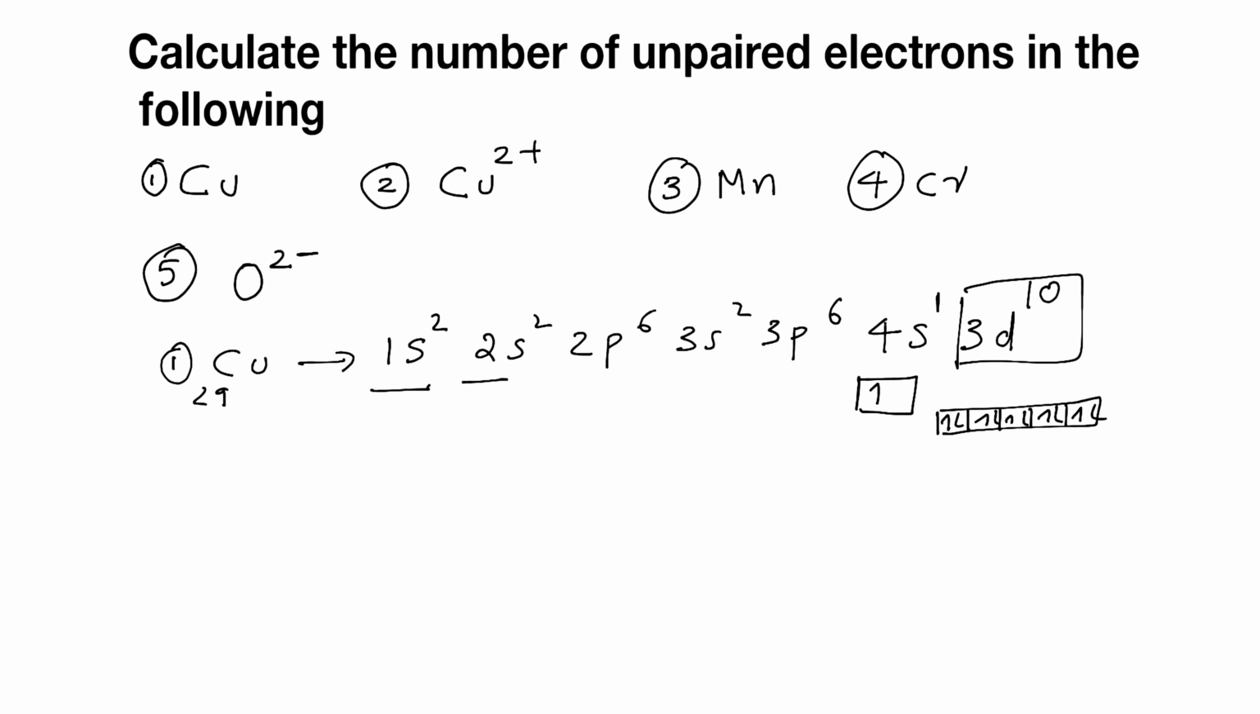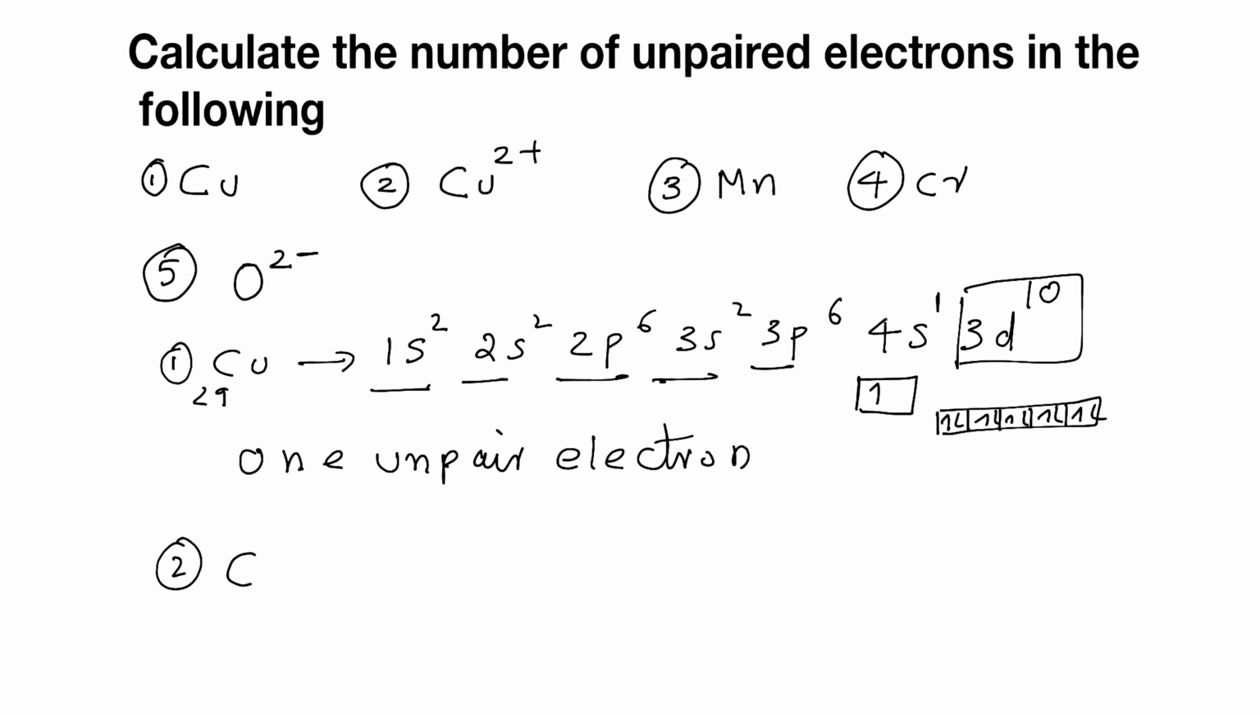Remember, all these are paired, right? No unpaired electron in the inner shells. You have to check only 4s and 3d. Now 3d is fully filled. 4s has 1 unpaired electron. Clear, right? So answer is 1 unpaired electron. Clear? Now what is the next question? Next question is Cu2 plus.